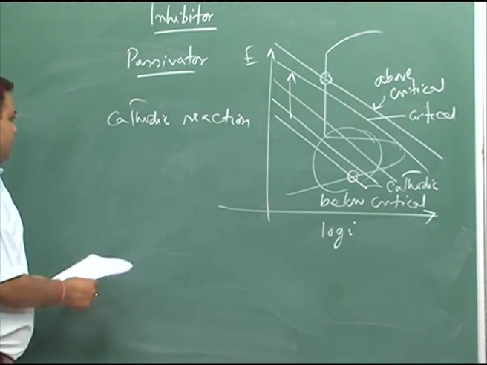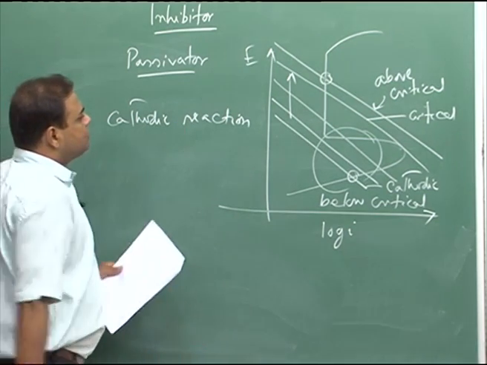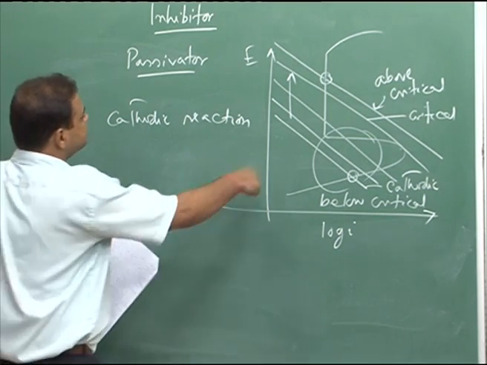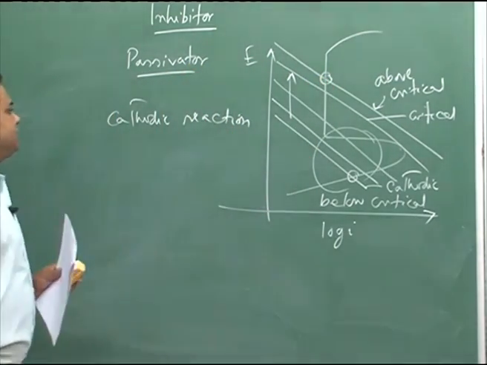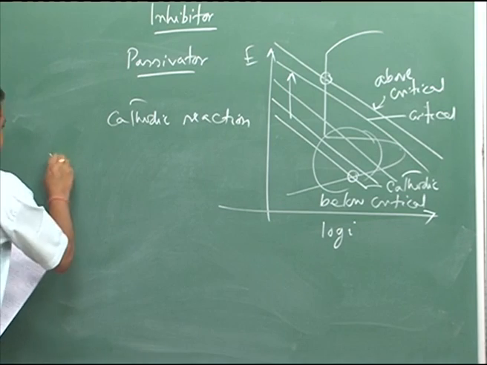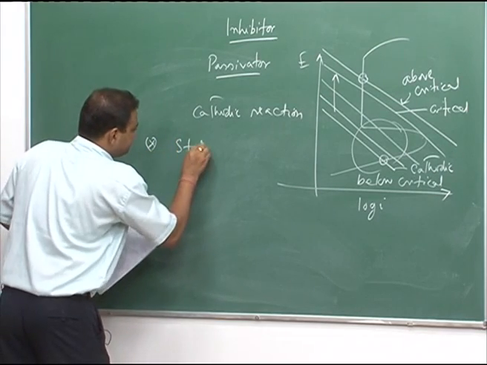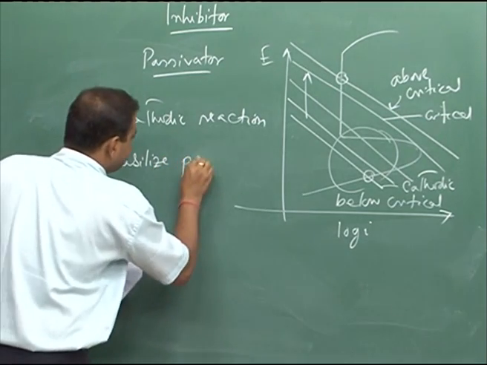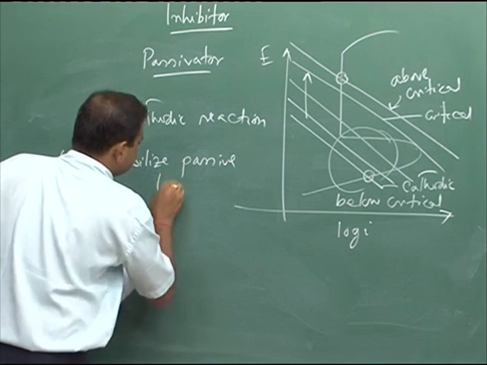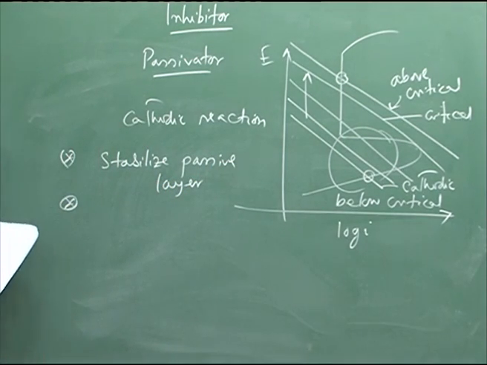Now, this is the major activity of this passivator type inhibitor, and other things it can do, actually it can stabilize the passive layer, and also it can repassivate.